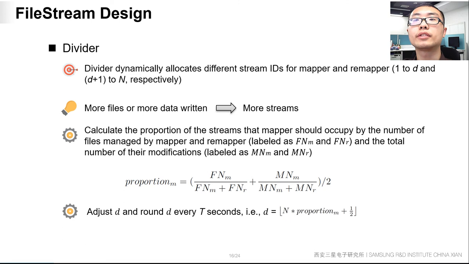Divider is responsible for dynamically allocating different stream IDs for mapper and remapper. That's to say, adjusting D. We consider who manages more files, or whose files more data are written to, who should occupy more streams. We calculate the proportion of the stream that mapper should occupy by the number of files managed by mapper and remapper, and the total number of their modifications. Then we adjust D and run D regularly.